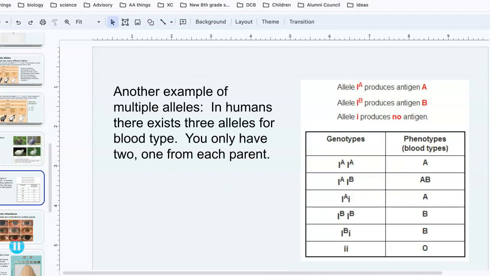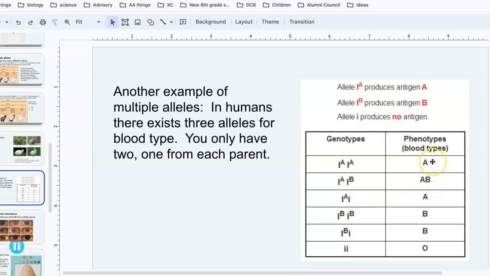Another example of multiple alleles is blood type, which we'll be looking at in a second. Now, for blood type, we have A, AB, B, and O. The way that we get these blood types is that it's a codominant situation along with a recessive situation. A and B are codominant to each other. They would both pop up as long as you have A and B.